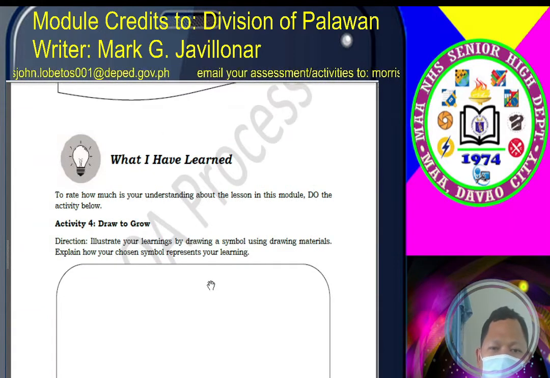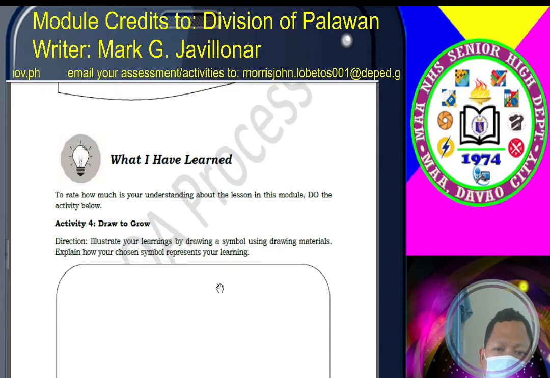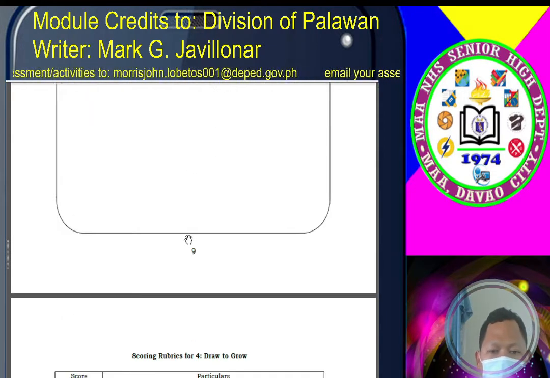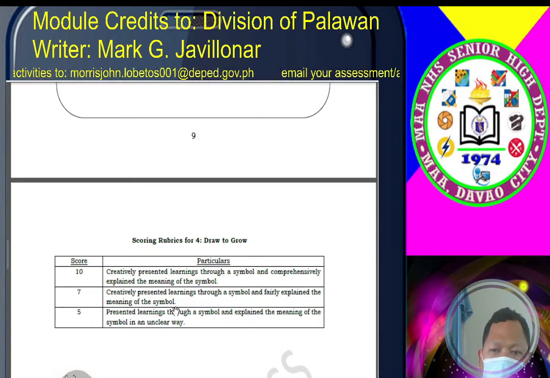Then, What I Have Learned: again, you answer this Activity 4, Draw to Grow. Illustrate your learnings by drawing a symbol using drawing materials. Explain how your chosen symbol represents your learning. You do this again in your yellow paper. So this is the rubric on how I will grade your outputs.